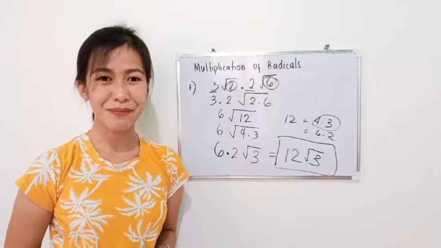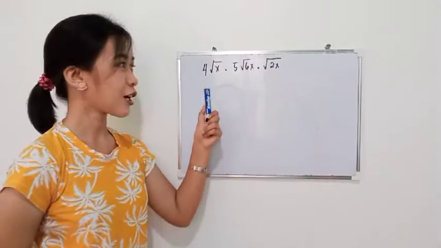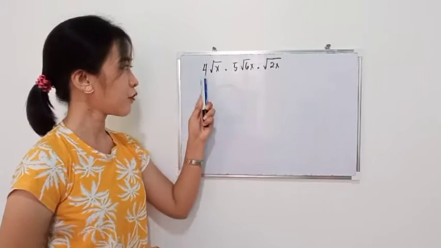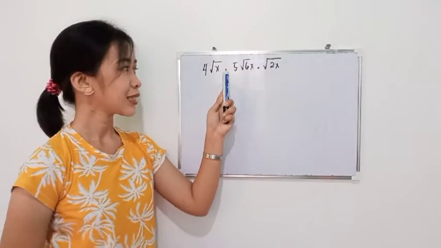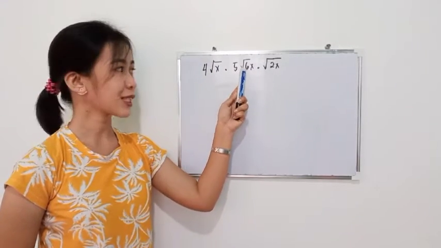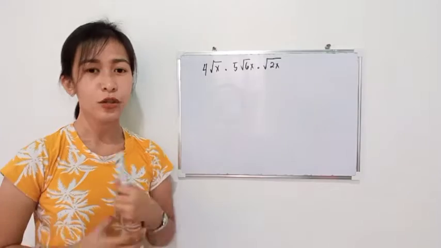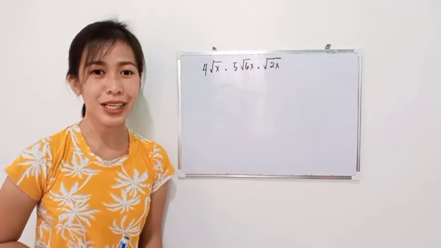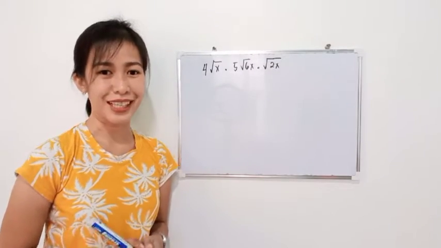So, ganun lang kasimple. Okay, now, so take a look at our second example. We have 4 square root of x times 5 square root of 6x times square root of 2x. So, ito ay napakasimple lang ulit. You're just gonna follow what I'm saying, alright?